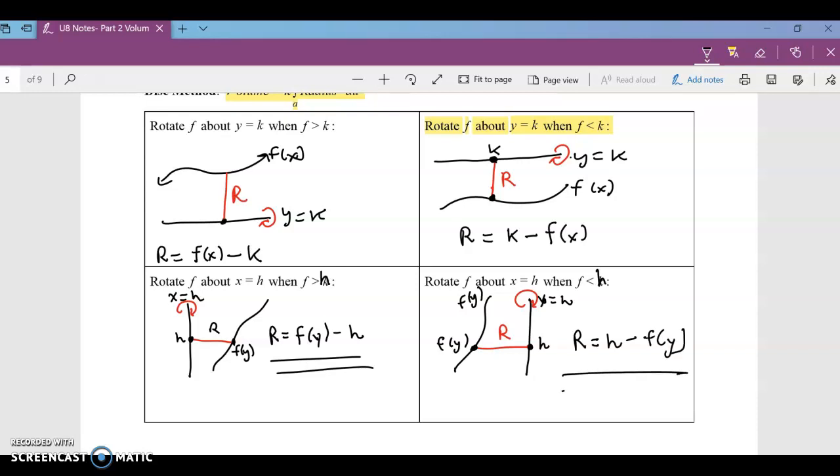If you can do this, you can pretty much do any volume of rotation.